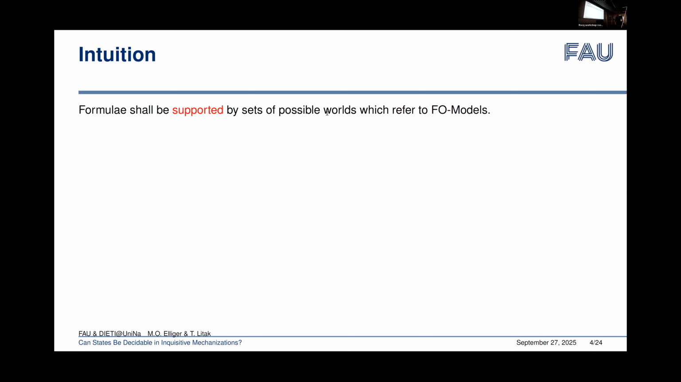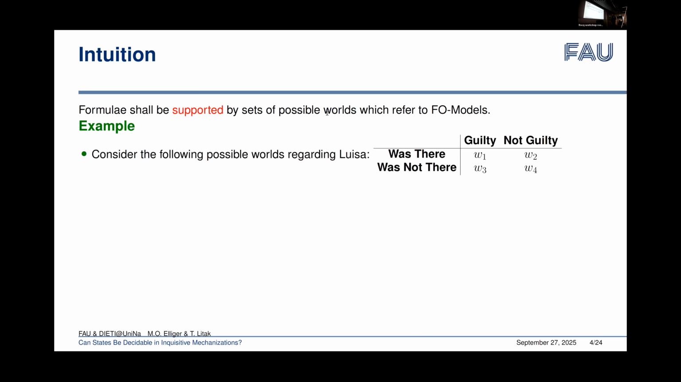So this means that the setup that we are led to is one where formulas are supported by sets of possible worlds, and those possible worlds are ordinary first order, honest to God, relational models. So just to come back to our simple example, of course, we can play around with more mathematical examples with infinite collections and natural numbers, but let's stick to something unitary for the very beginning. So Luisa could be guilty or not, and she could have been there or not.